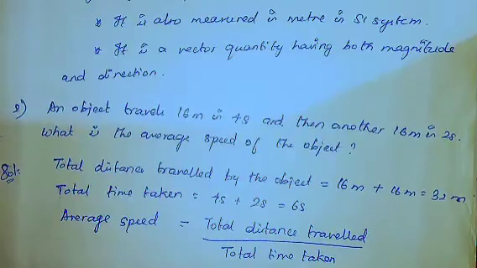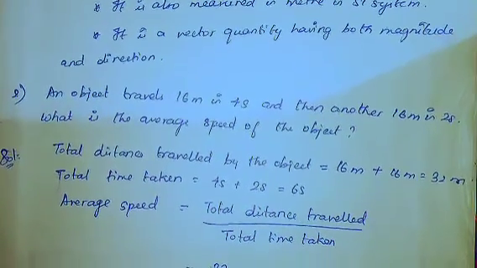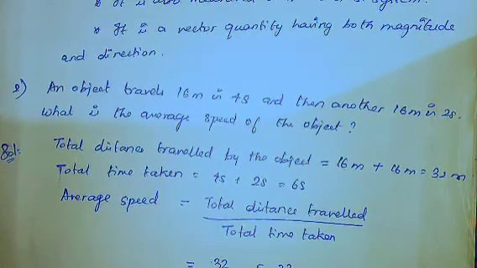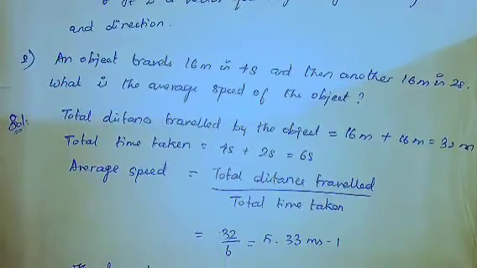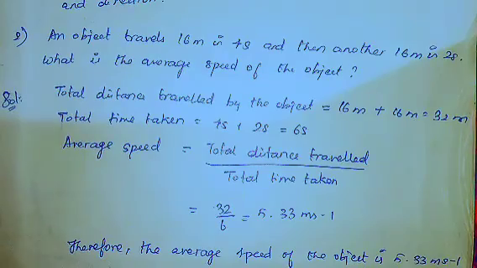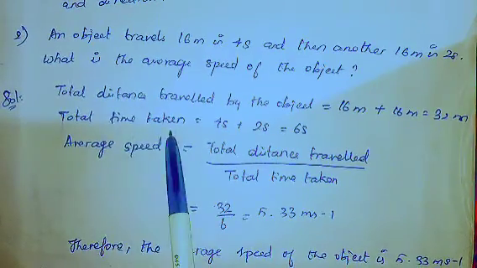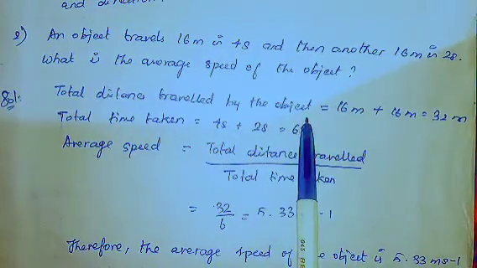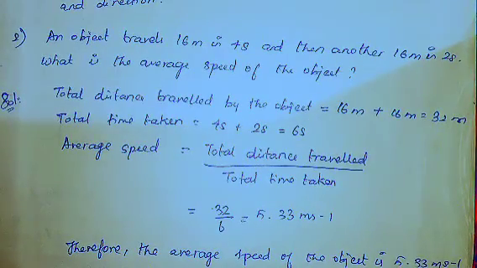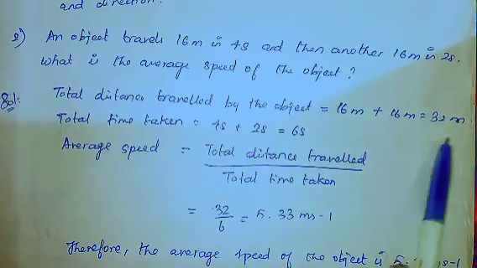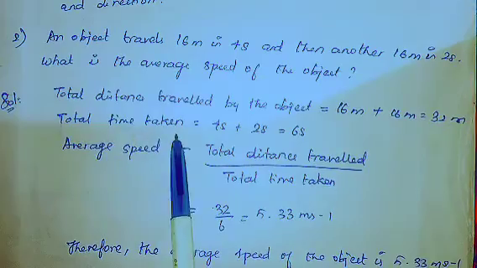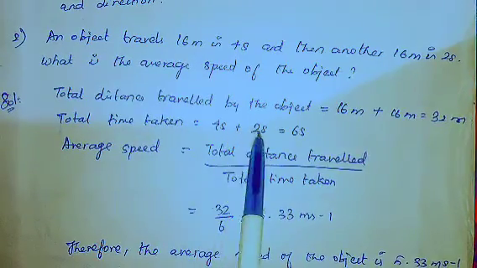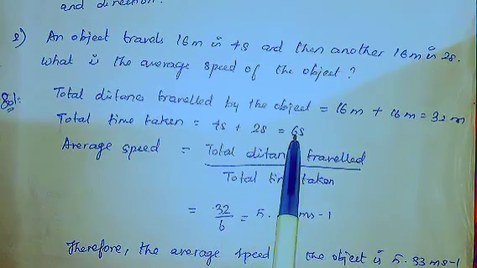Then second one, an object travels 16 meter in 4 seconds and then another 16 meter in 2 seconds. What is the average speed of the object? The answer is total distance travelled by the object, equal to 16 meter plus 16 meter equal to 32 meter. Then total time taken is 4 seconds plus 2 seconds equal to 6 seconds.